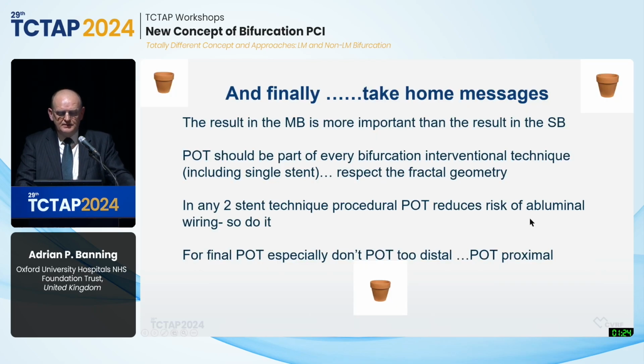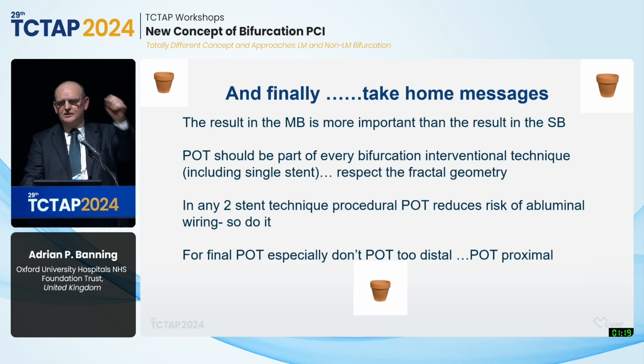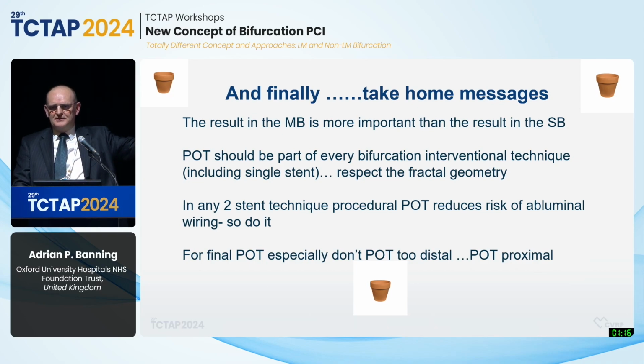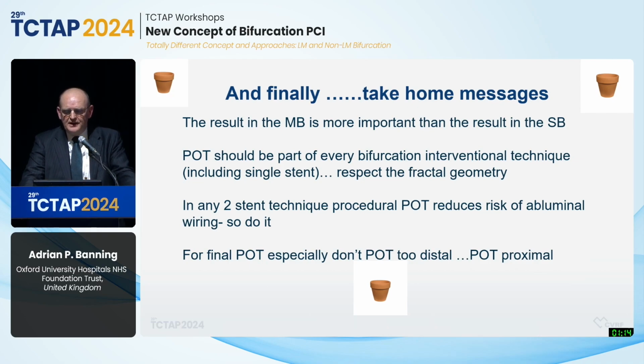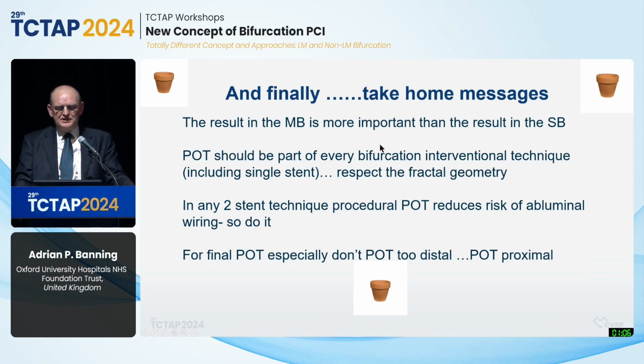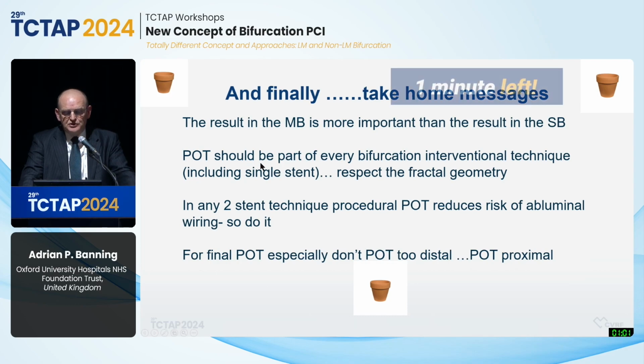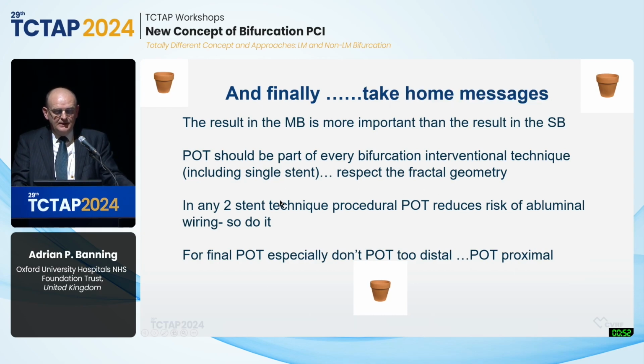So the take-home message is the pot actually needs some thought. You can't just use the same balloon to go up and down 48 millimeters of stent and expect that you've done the pot properly. I'm afraid that's not true. The vessel wasn't 3 millimeters all the way down to begin with. It shouldn't be when you've finished. The result of the main branch is terribly important, particularly if that main branch is the left main. Thinking about the pot should be part of every bifurcation interventional technique, particularly including single stents, and we must respect the fractal geometry. In any two-stent technique, using procedural pot will reduce the risk of abdominal wiring, so why wouldn't you do it?